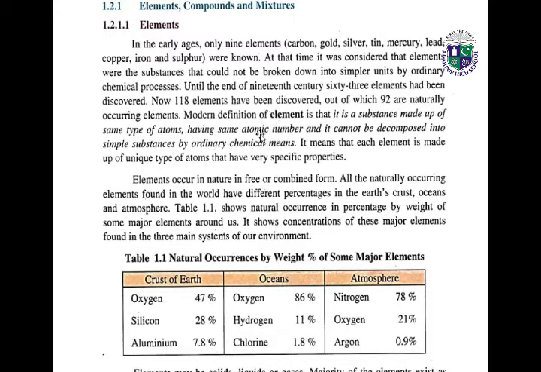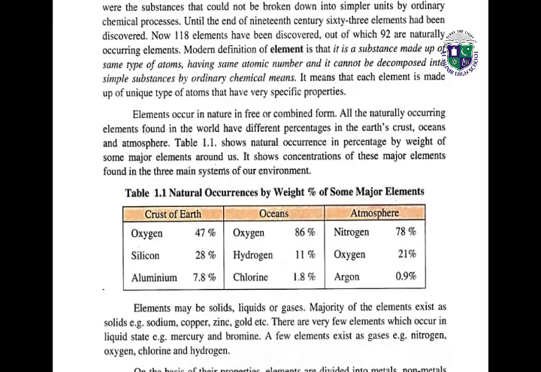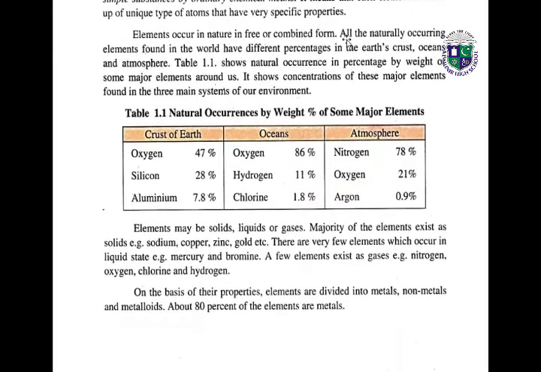What is an element? It is a substance which is made up of the same type of atoms having the same atomic number but cannot be decomposed into simple substances by ordinary chemical means. It means that each element is made up of a unique type of atom. Most of the elements occur naturally in free or combined form. All the naturally occurring elements found in the world have different percentages in the earth's crust. This table 1.1 shows natural occurrence in percentage by weight.